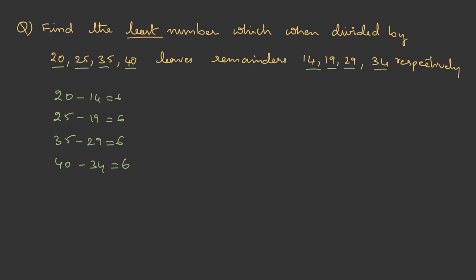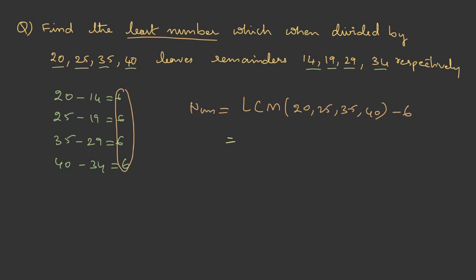And we are asked to calculate the least number, so basically we need to get the LCM. Now get the LCM of 20, 25, 35 and 40. Now these numbers will have an excess of 6, so just subtract that 6. This will be the required number. The LCM of these 4 numbers is 1400. Subtract the 6: 1396. This is the least number which, when divided by 20, 25, 35 and 40, leaves these particular remainders.